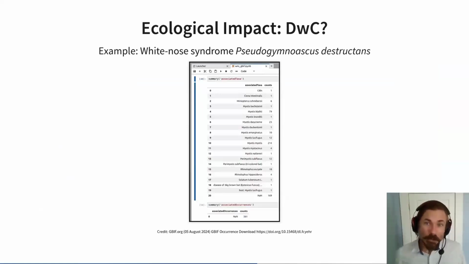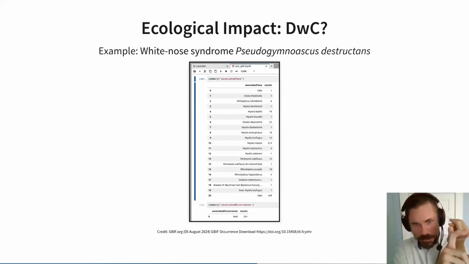So I poked around on Darwin Core a little bit. On GBIF, I pulled down all of the occurrences of Pseudogymnoascus destructans. And there's actually a few different variables where you might find some information about bats. One of them is called associated occurrences. Sorry that this screenshot of my Jupyter notebook is so small. But there's no data in GBIF that has associated occurrences with it.